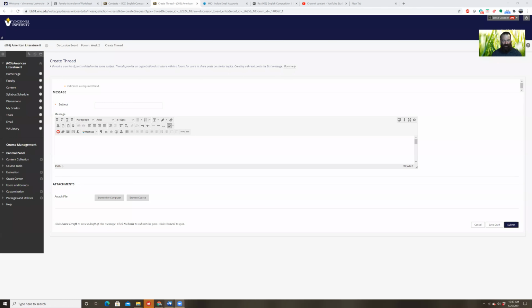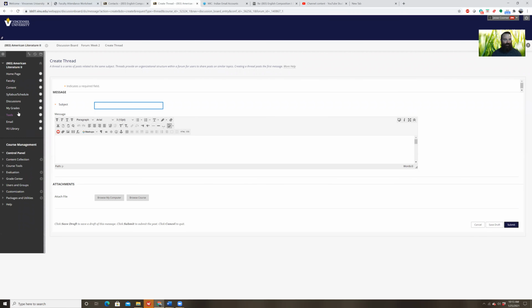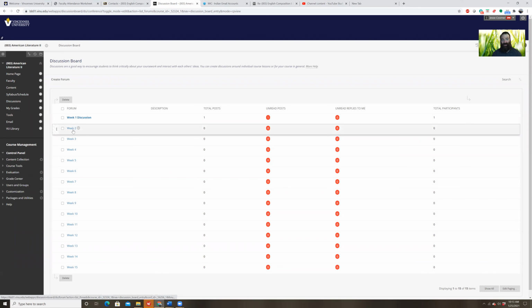Going back to the syllabus, we're just looking at Twain in week two. You're going to read those things, then go to the content section and do this assignment about Twain, and then go to discussions and fill out your week two discussion board. Just make a comment or an observation, maybe quote something and say what you think it means or why you think it's funny, so that we don't have to get punitive or weird about it, guys.